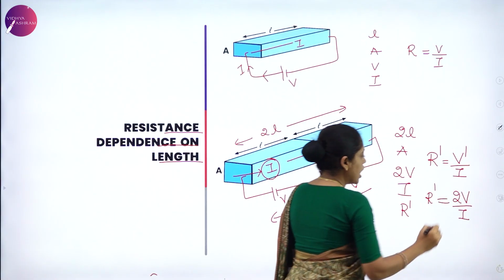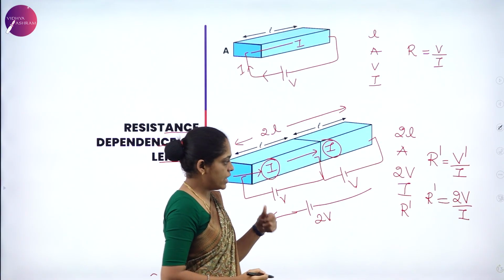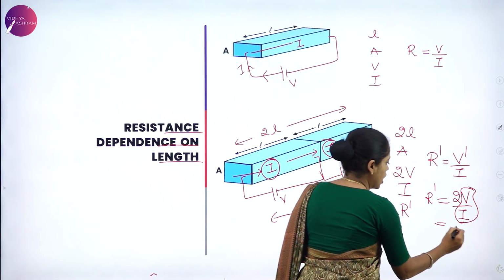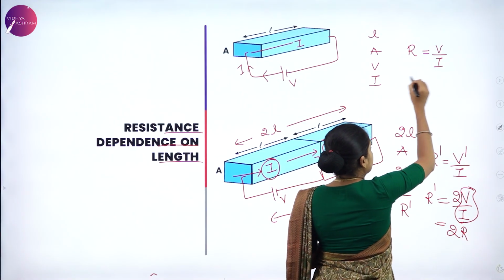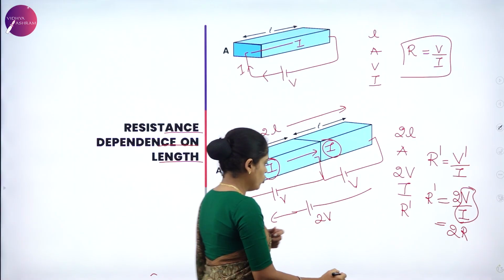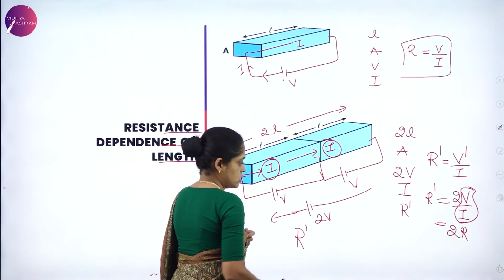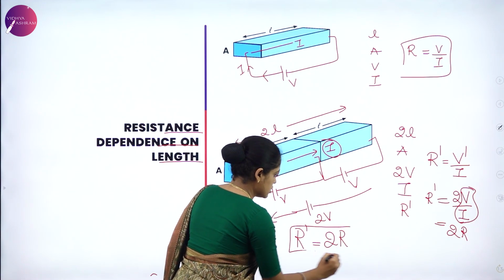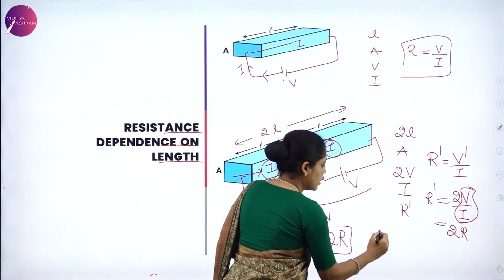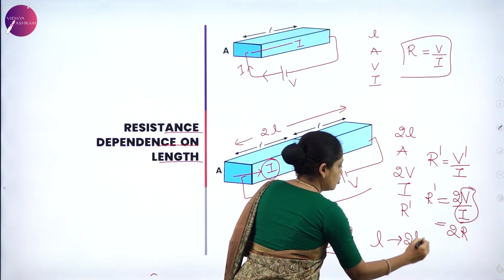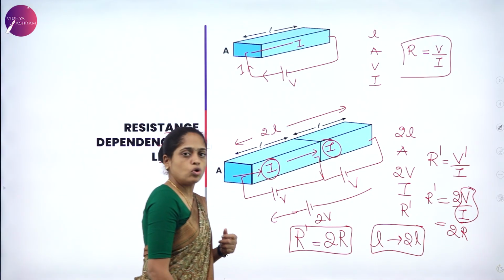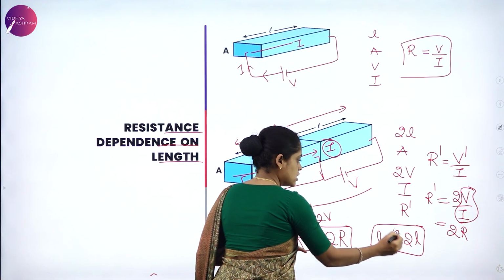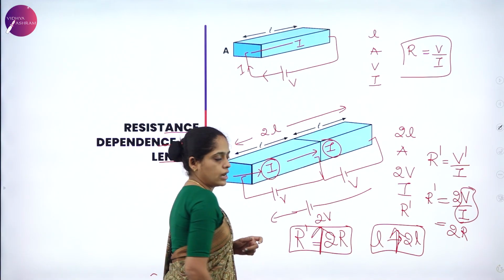So the new R is given by 2V by I, where V by I is the initial resistance R. Therefore, the new resistance is equal to 2 times the initial resistance as we increase the length from L to 2L. Therefore, as the length increases, resistance increases.